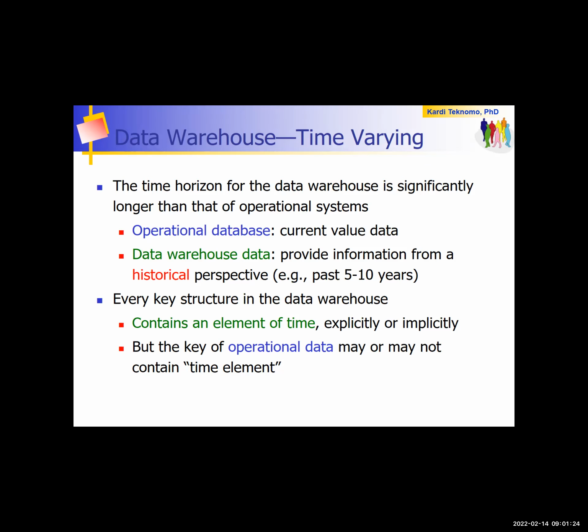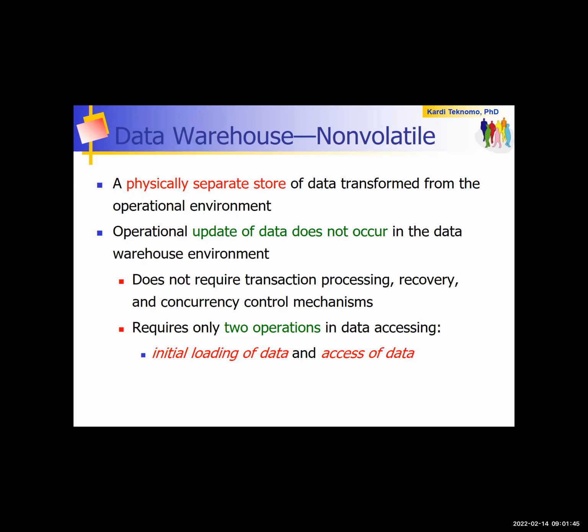Okay. So its key structure in the data warehouse contains a time element, whether explicitly or implicitly. Okay. While the operational data may or may not contain a time element. So this is the difference between the operational data and the data warehouse.